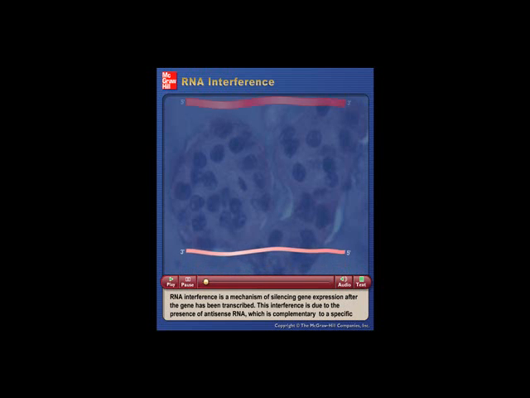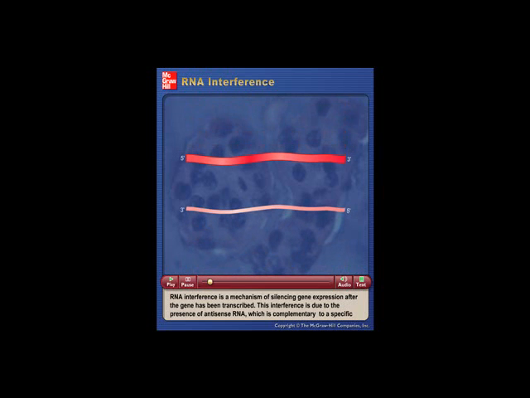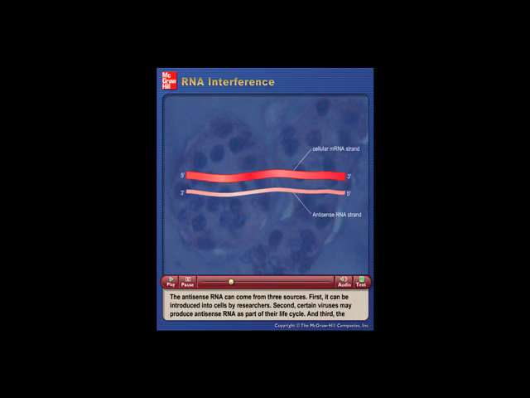RNA interference is a mechanism of silencing gene expression after the gene has been transcribed. This interference is due to the presence of antisense RNA, which is complementary to a specific cellular mRNA. The complementarity between the antisense RNA and the cellular mRNA causes the two molecules to bind to each other. The antisense RNA can come from three sources. First, it can be introduced into cells by researchers. Second, certain viruses may produce antisense RNA as part of their life cycle. And third, the integration of genes into chromosomes next to endogenous gene promoters can sometimes cause the synthesis of the antisense strand of RNA.